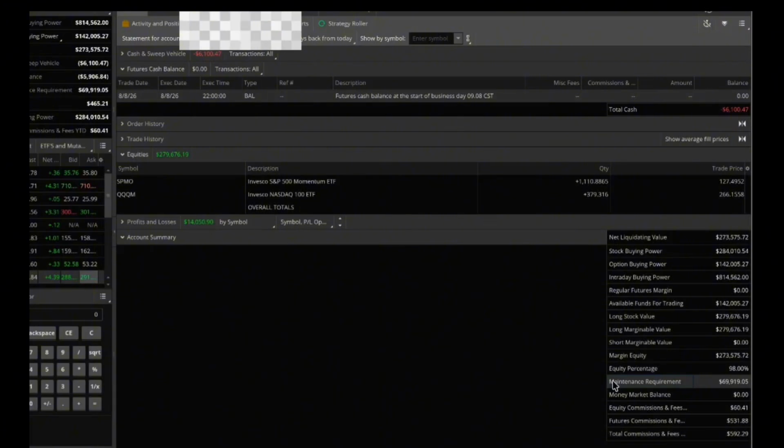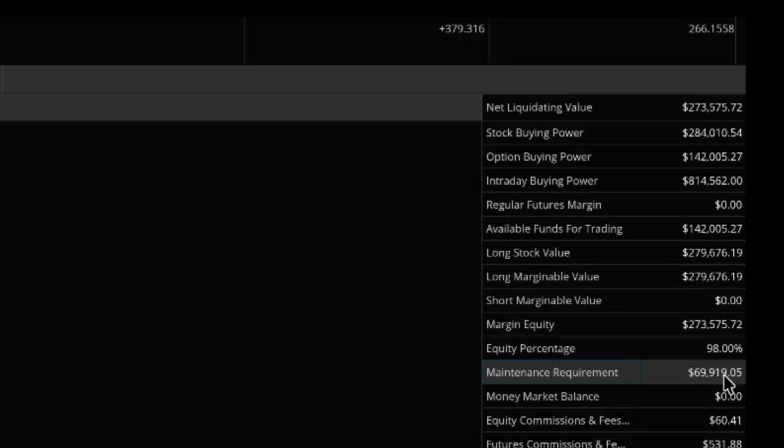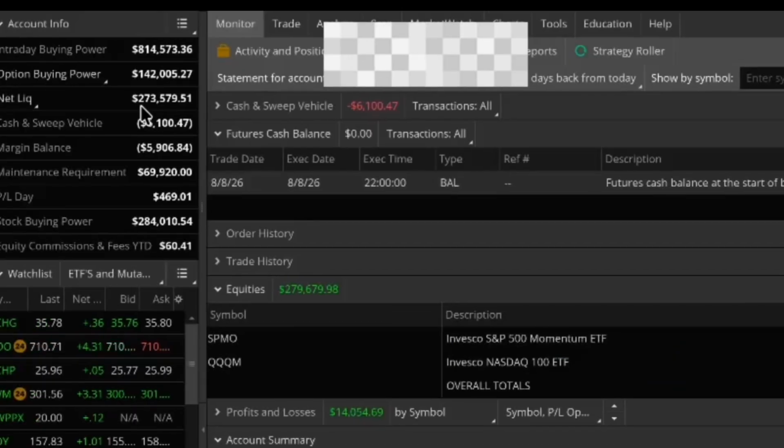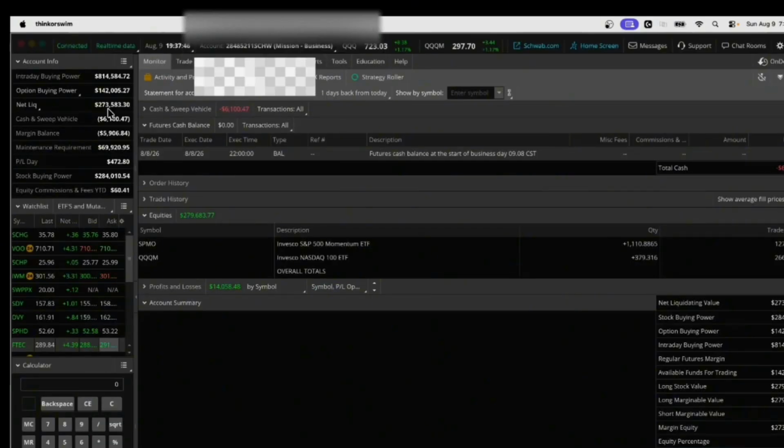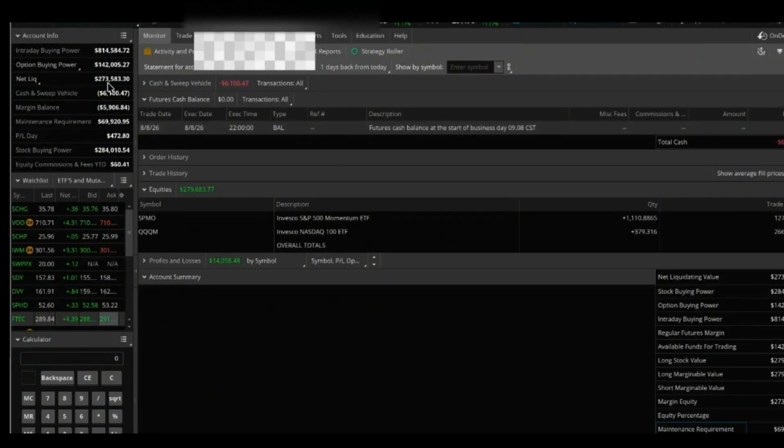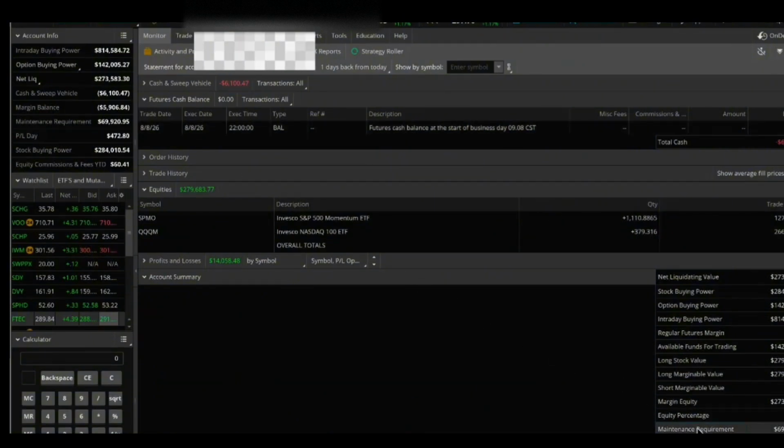Going here, you will see the maintenance requirement on my portfolio is $69,000, in comparison to the net asset value worth of $273,000. So what this is saying is I have a net asset account value of $273,000. That is my market value. I must keep it above $69,000 or I will get margin called.